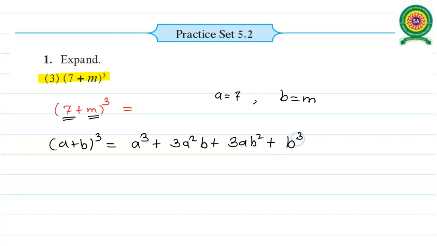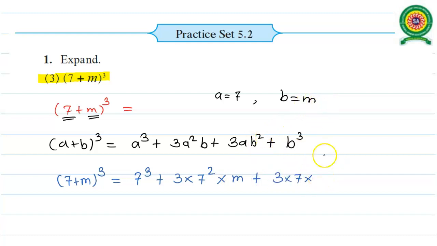So try to replace now a and b by their value, so that the expansion for (7 plus m) the whole cube is of the form: a value we have is 7, so that we are getting 7 cube plus 3 into a square becomes 7 square into b becomes m, plus 3 into 7 into b square, so that we are getting m square, plus b cube, so that we are getting m cube.